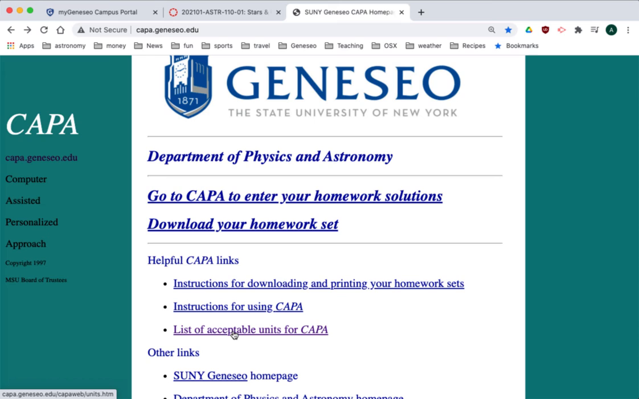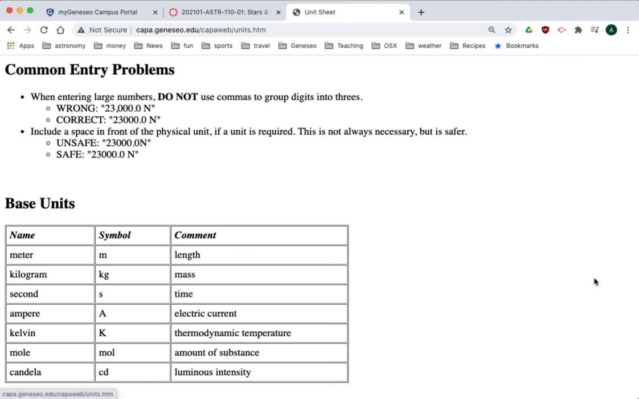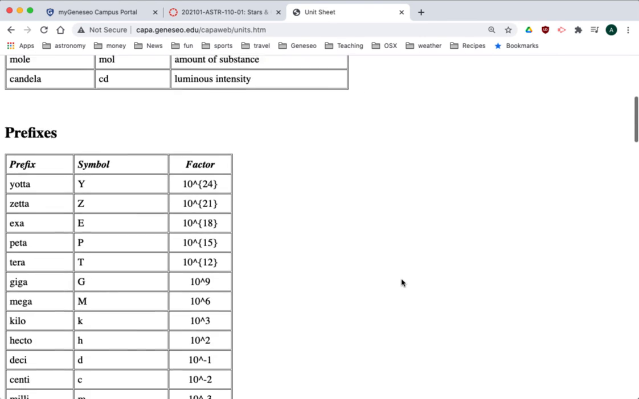Finally, the most important link down here is the list of acceptable units for CAPA. Let's say you have calculated a quantity and you want to enter it into CAPA, and let's say it's in years, or it's in meters, or it's in inches, or it's in whatever, and you don't know how to enter that unit into CAPA. This page has all of the acceptable units for CAPA. So there are the basics, meters for length, mass, time. We're not going to use much of these, any of these really, but meters, kilograms, and seconds are the base units.